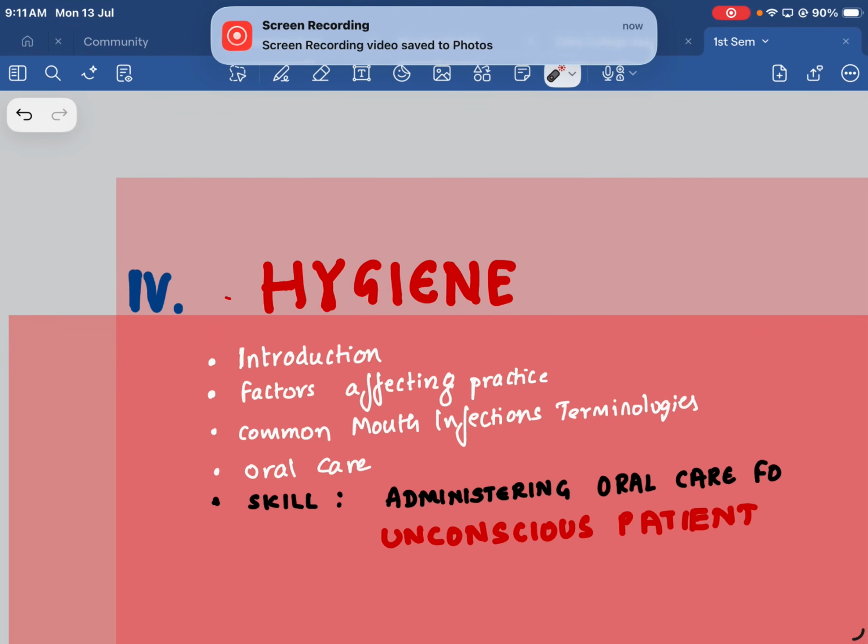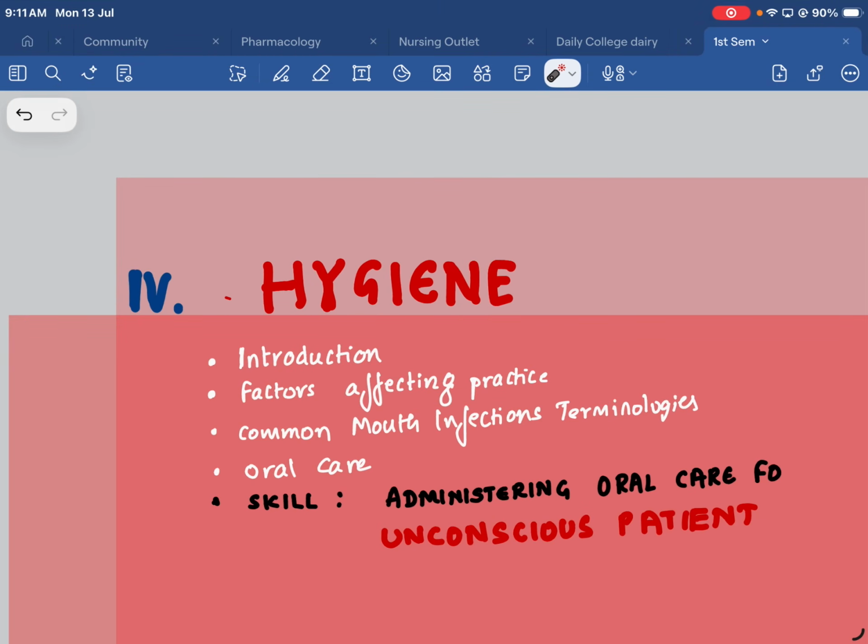Fourth chapter, that is hygiene. Another chapter, the tenth, is sensory needs. These are the two important chapters that are allotted to me as my portions. And now I am going to do the hygiene chapter.